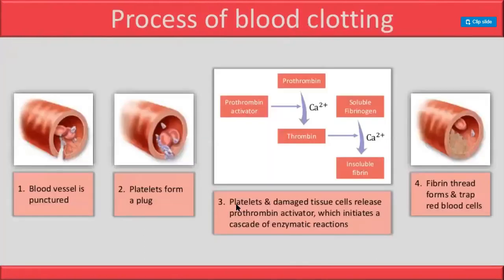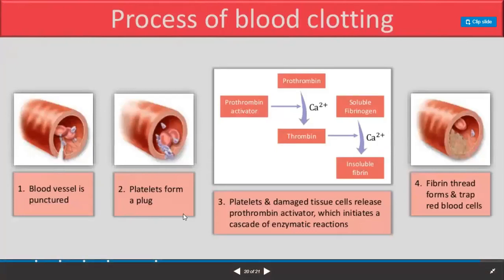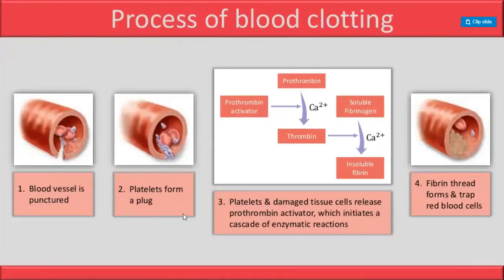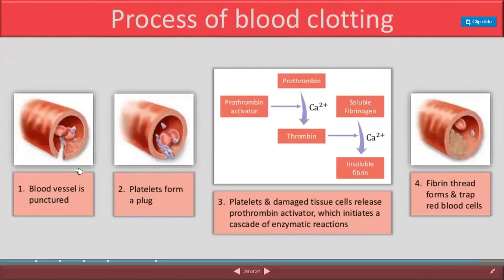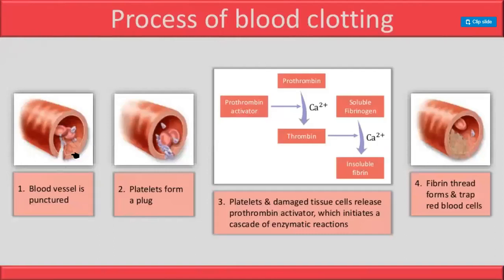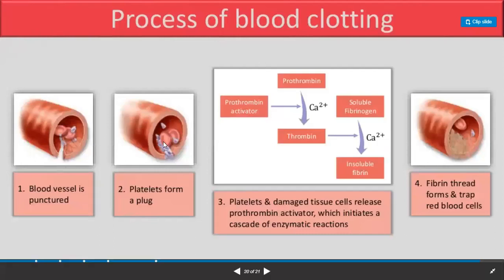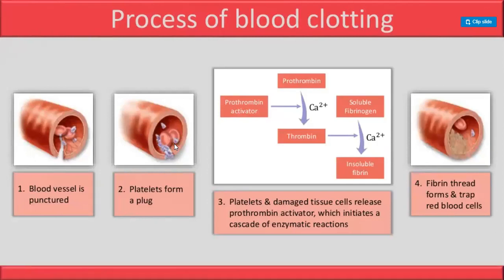Now, here you will find the process of blood clotting. So what happens in blood clotting is that there is an injury to your blood vessel. So there's a puncture of the blood vessel. And once that happens, platelets will come to this place. Remember, the function of platelets is for blood clotting. So once there is an injury to your blood vessels, platelets come to that place where that punctured vessel is. And once the platelets come there, they begin to initiate the process of blood clotting.